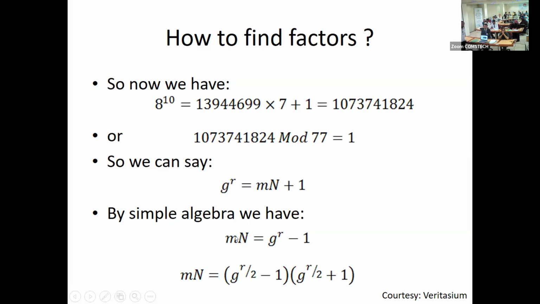So if I take 1 on the other side, I get n times m equals g^r minus 1. And this thing I can factorize as g^(r/2) minus 1 times g^(r/2) plus 1. Everybody agree with that? Okay, so now this is something very interesting. I wanted to factorize n, but it turns out that there is a number m which when multiplied by n will give me two factors. And these factors I already know because g I chose myself and r I picked from the graph.